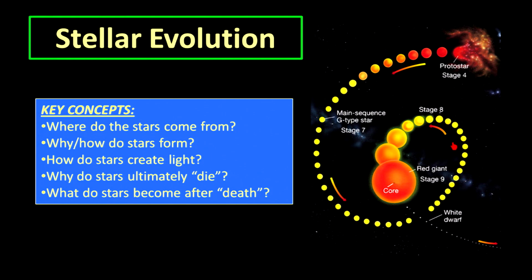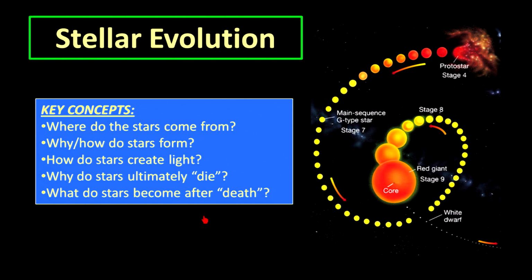Then we'll talk about how stars create the light that they produce. It's a fascinating and a little bit complicated topic. Then we're going to describe how and why stars ultimately "die." You'll notice the quotes around the word die. Stars are not living creatures, so they don't actually live and die, but they do end their existence in a way that is similar to death. And then we'll talk about what the stars become after that process of death has occurred.